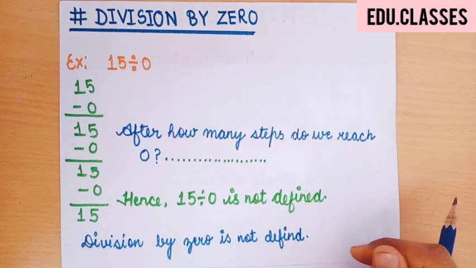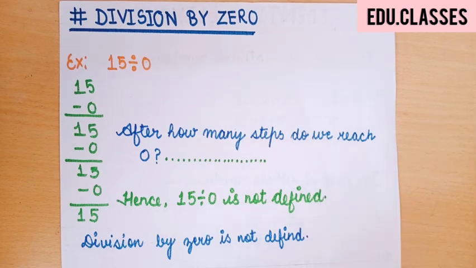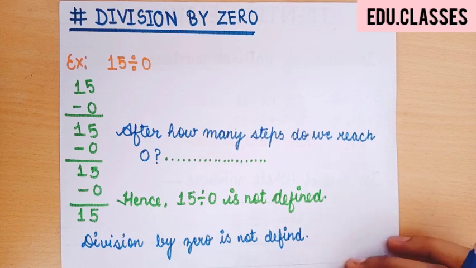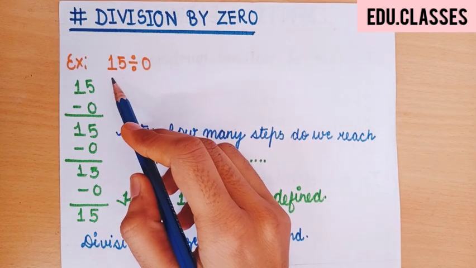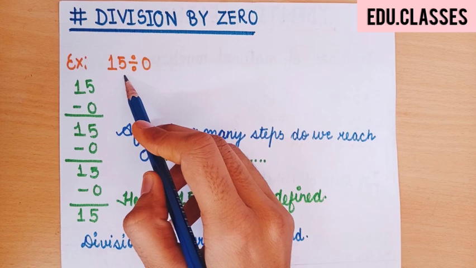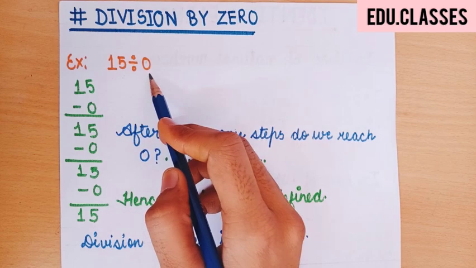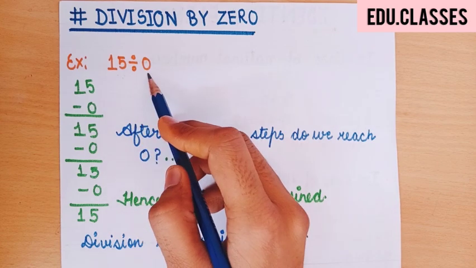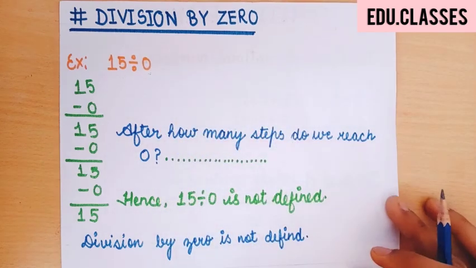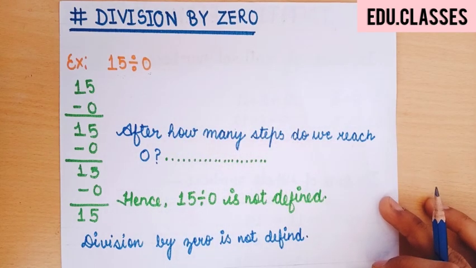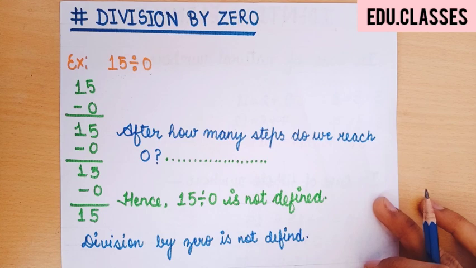Now what is the meaning of division? Division is a repeated subtraction of one number from the other. And what are these numbers called? The number which is being divided here, 15, is called the dividend, and because 15 is divided by 0, 0 will be called the divisor. Now as I told you, division is the repeated subtraction of one number from the other.